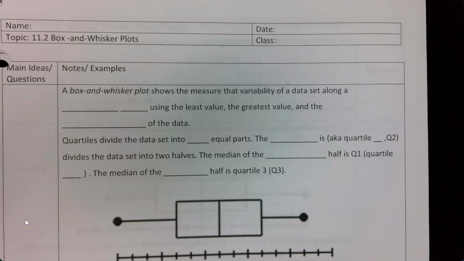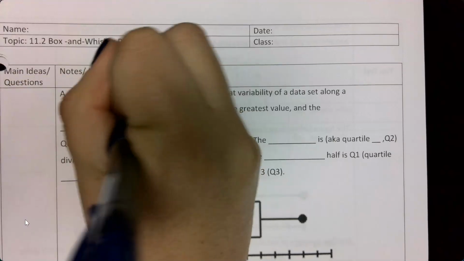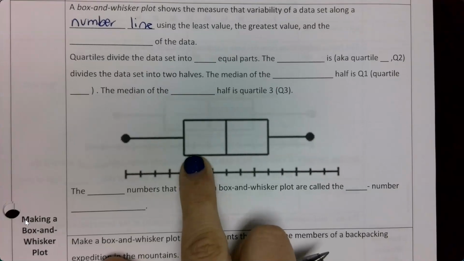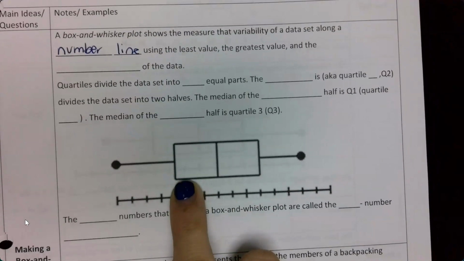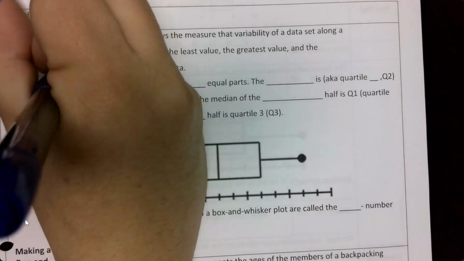Okay, so today we are going to be doing Box and Whisker Plots. A Box and Whisker Plot shows the measure of variability of a data set along a number line. Because it kind of looks like a box with whiskers. And you use the least value, the greatest value, and the quartiles of the data.